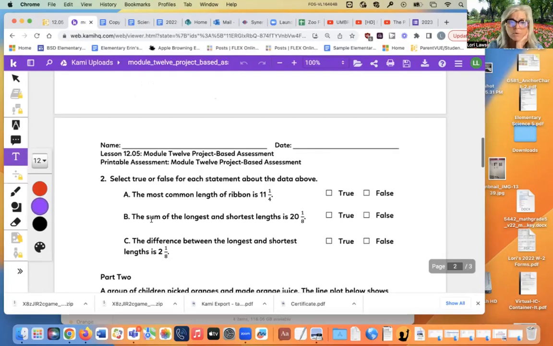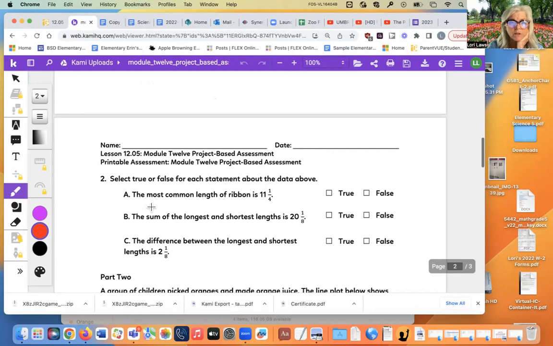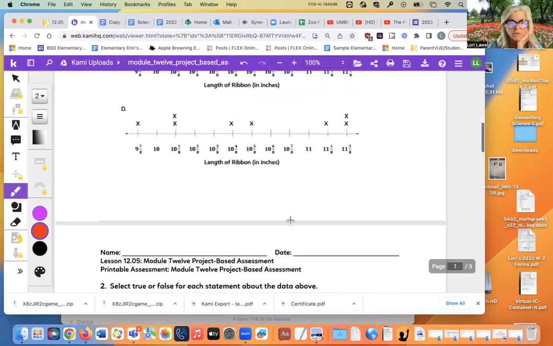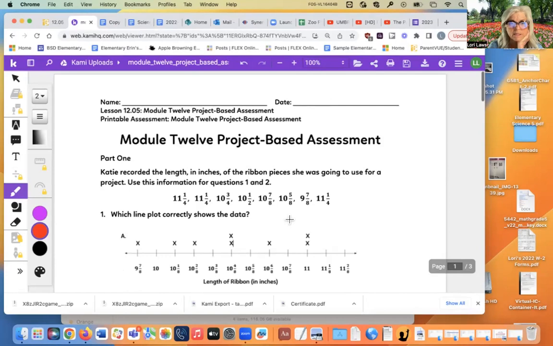The sum, or addition, of the longest and the shortest lengths is 20 1/8. Well, I'm going to have to go look for the longest length. Let's go back to the top. Wait, Miss Lois, I have a question. I think that's 11 1/4.